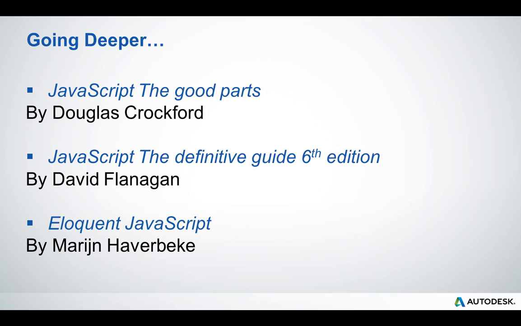If you want to go deeper, here are a couple of interesting books you can either find on the web or order. The first one is JavaScript: The Good Parts by Douglas Crockford, The Definitive Guide to JavaScript by David Flanagan, and Eloquent JavaScript by Marijn Haverbeke, that you can as well find as an HTML version over the internet.